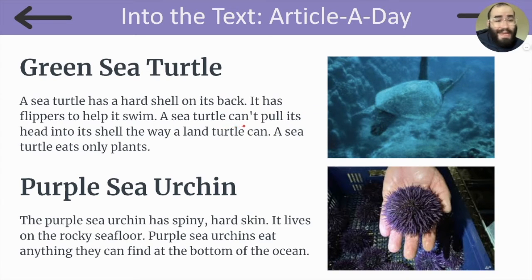A sea turtle can't pull its head into its shell the way a land turtle can. Land turtles can take their little head out of their shell and then stick it back in. Sea turtles cannot do that. Interesting. A sea turtle eats only plants. Purple sea urchin. The purple sea urchin has spiny, hard skin. Look at the purple sea urchin. It looks very spiky and hard. It lives on the rocky seafloor. Purple sea urchins eat anything they can find at the bottom of the ocean.